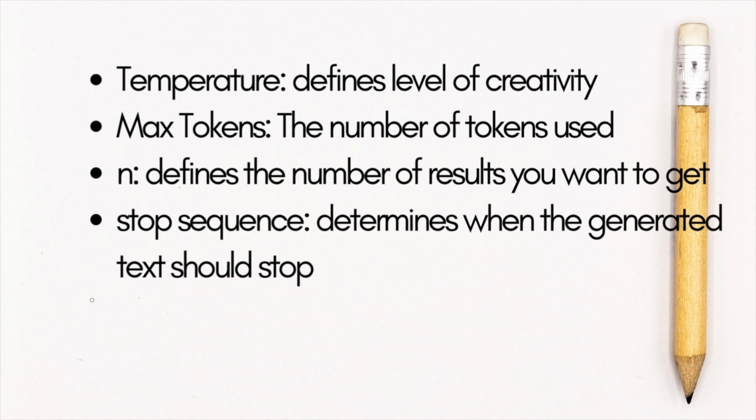Another key one is N. N determines how many completions the model is going to generate. So if you want 2 article samples, then N should be 2. It's very important to have enough tokens, so keep in mind your max tokens come into play with this one.